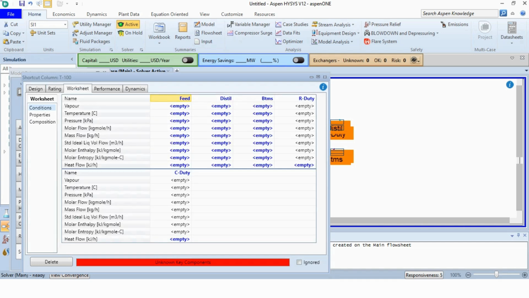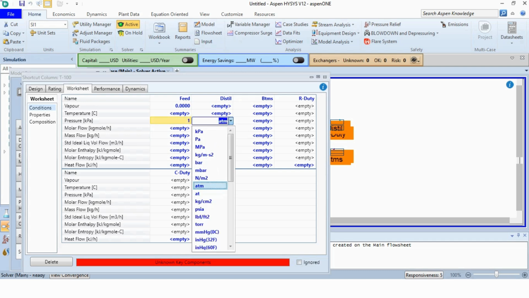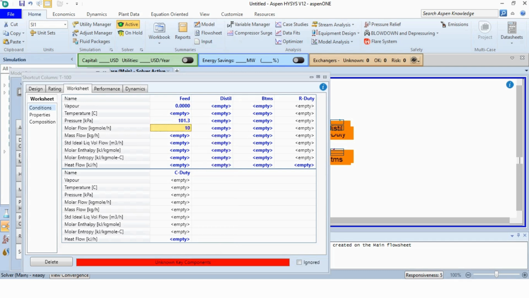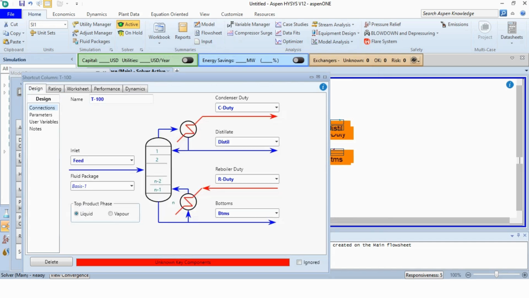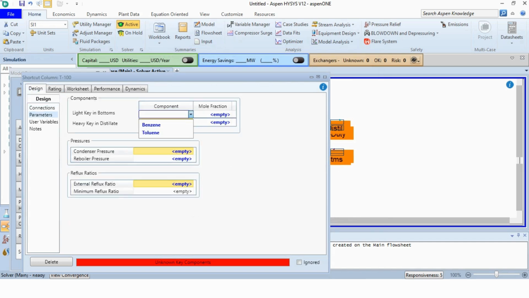In worksheet, we will specify vapor fraction as 0, and the pressure is 1 atm. The flow rate is 10 kmol per hour. Benzene mole fraction is 0.4, toluene mole fraction is 0.6. Then we will specify the key components. Light key in bottom, which is benzene, which is 0.014. Heavy key in distillate, which is toluene, that is 0.008. The condenser and reboiler pressure are 1 atm each.